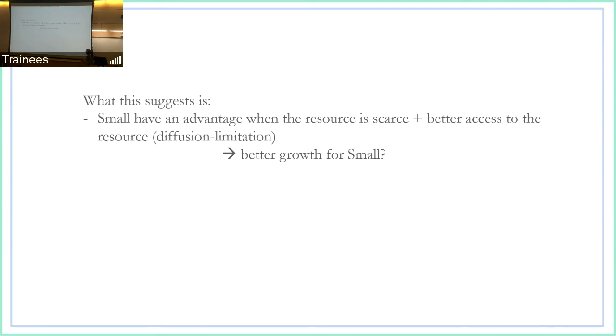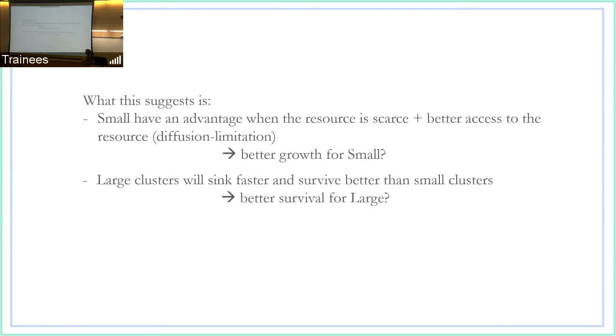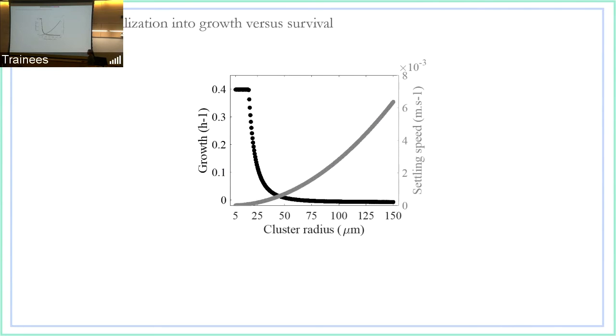We also know that they have better access to the resource because they're smaller and their oxygen is diffusion limited, such that if they're smaller, the oxygen can just go deeper into the cell. So maybe the smalls can grow better. And the large clusters, because I showed you this settling selection at the beginning, so we select for large size, we think that they will sink faster and survive better. So maybe there is a better survival for large. And so we test this hypothesis by using the model.